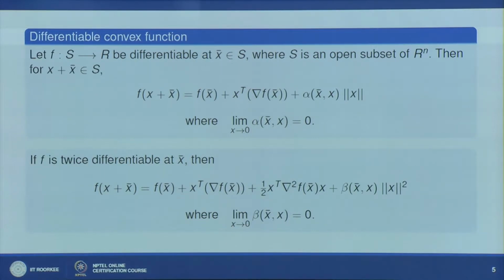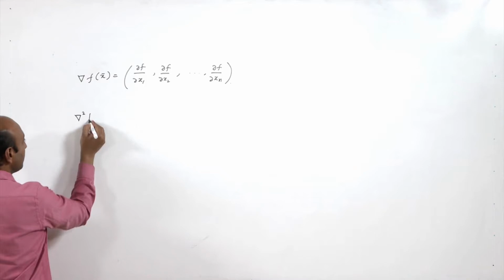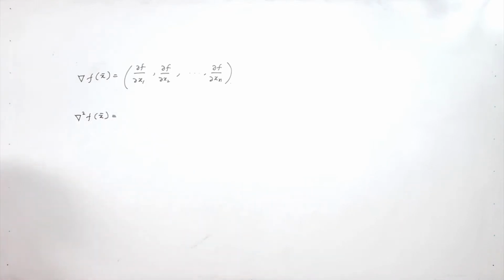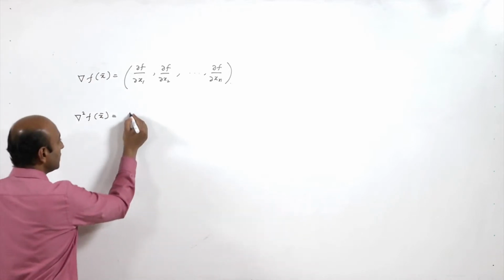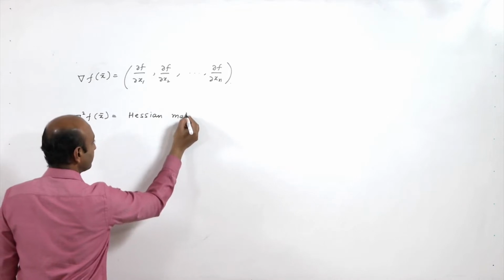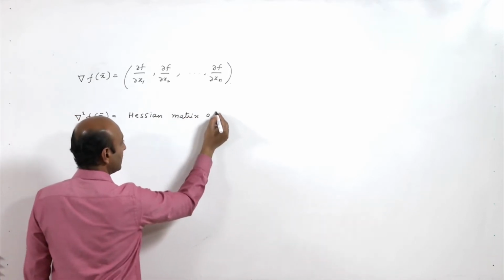Now, what is gradient square of f at x bar? Let us define this thing also. Gradient square of f at x bar is nothing but a matrix, and we call it the Hessian matrix of f at x bar.